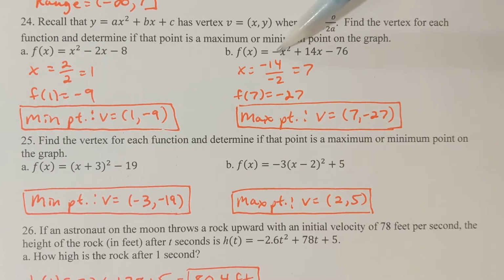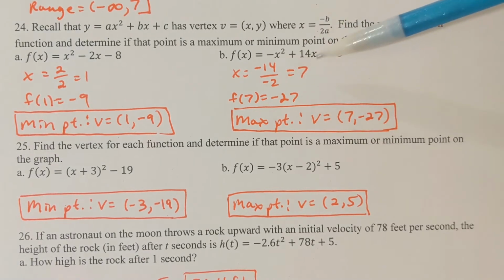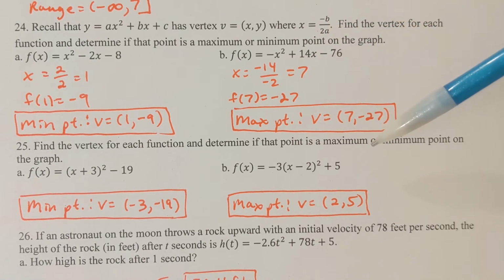a for this problem is negative 1 and b is 14. So I need the opposite of b, that's negative 14, divided by 2a. 2 times negative 1 is negative 2. Negative 14 over negative 2 is 7. And so then I've got to plug 7 into the function there. Let me do that now.